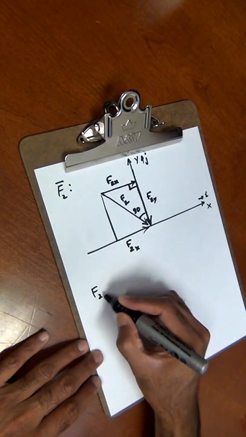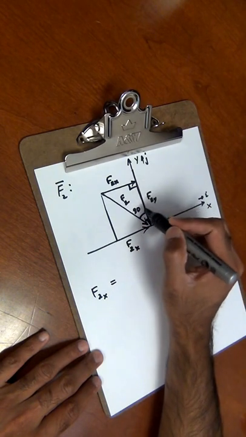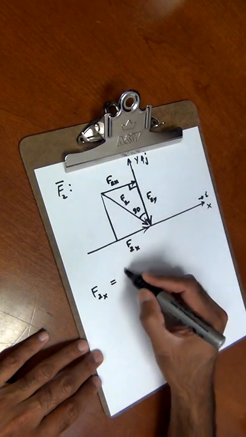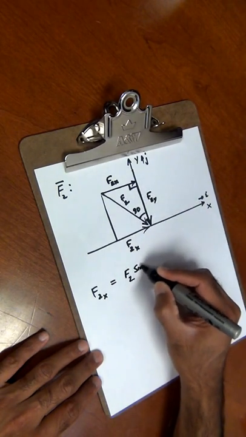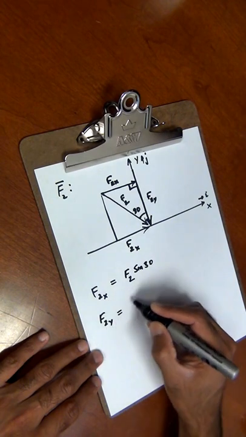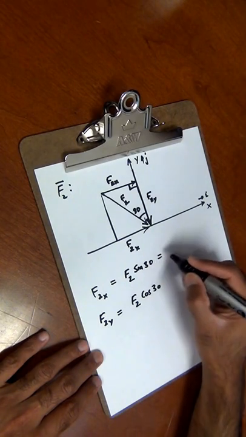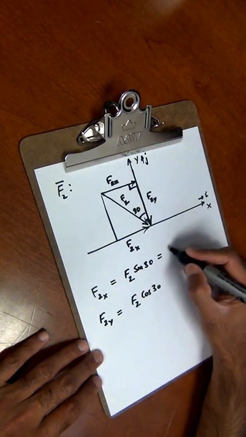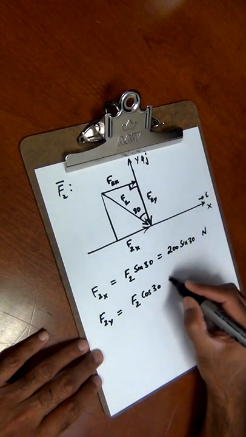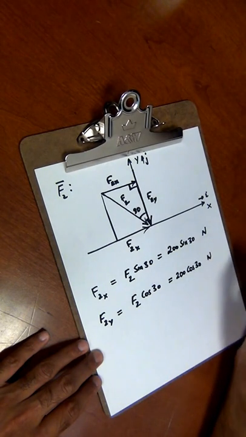So first of all, F2x is going to be the following. It's going to be the angle 30 degrees and the force vector F2, so this is F2 times sine 30, and then F2y is going to be F2 cosine 30. F2 had a magnitude of 200 newtons, so this is going to be 200 sine 30, so many newtons, and this is going to be 200 times cosine 30, so many newtons.